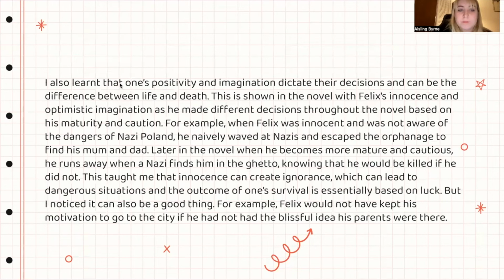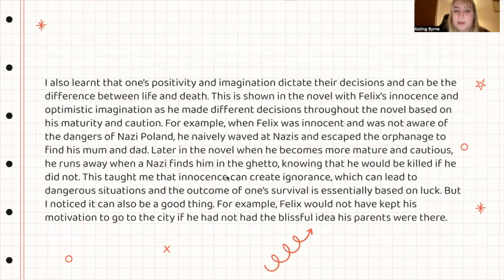I also learned that one's positivity and imagination dictate their decisions and can be the difference between life and death. This is shown in the novel with Felix's innocence and optimistic imagination as he made different decisions throughout the novel based on his maturity and caution. For example, when Felix was innocent and was not aware of the dangers of Nazi Poland, he naively waved at Nazis and escaped the orphanage to find his mum and dad. Later in the novel, when he becomes more mature and cautious, he runs away when a Nazi finds him in the ghetto, knowing that he would be killed if he did not.